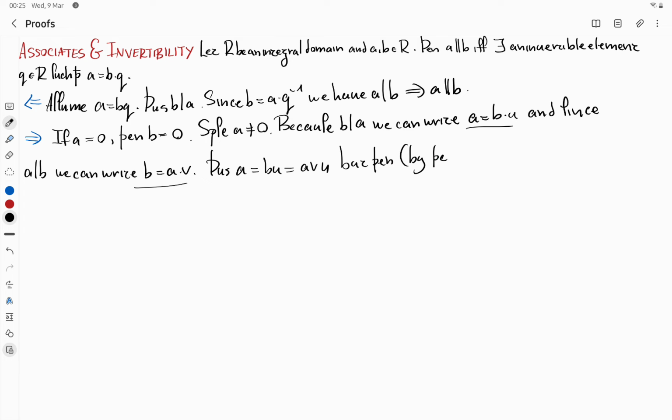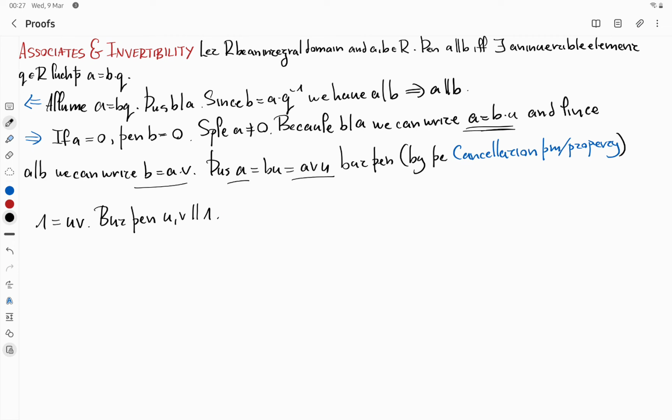by the cancellation theorem, we have that from here and here that 1 is equal to UV. Okay, but then U and V are associated with 1.